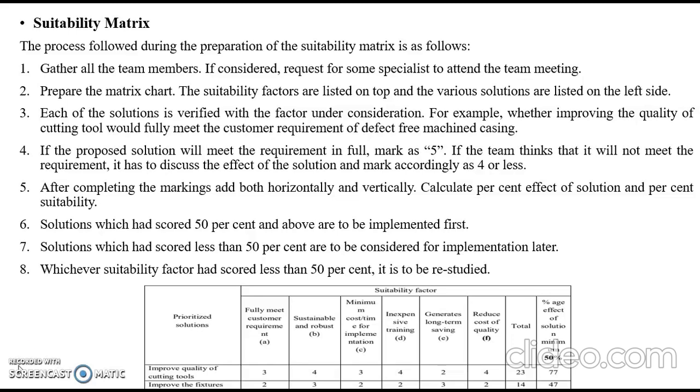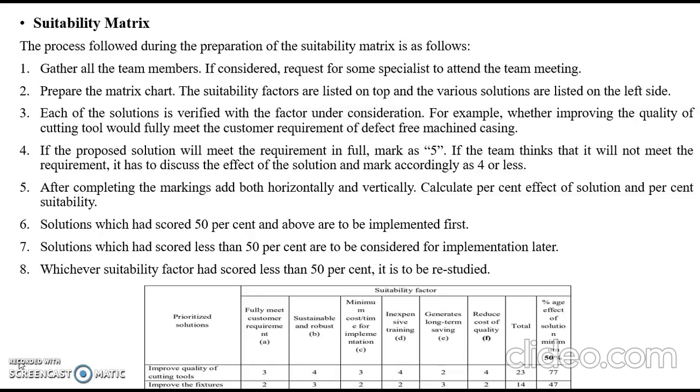And next, the process followed during the preparation of the suitability matrix. The first step is to gather all the team members. If considered necessary, request some specialists to attend the team meeting. Call for a meeting of all the invitees, who are all involved in the project and also who are interested in the project.